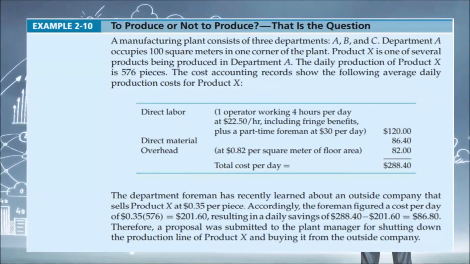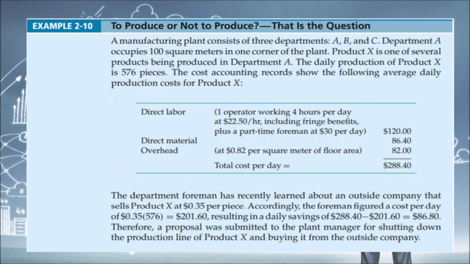Okay, so we have example 2-10. To produce or not to produce? That is the question. A manufacturing plant consists of three departments, A, B, and C. Department A occupies 100 square meters in one corner of the plant. Product X is one of several products being produced in Department A. The daily production of product X is 576 pieces. The cost accounting records show the following average daily production cost for product X.